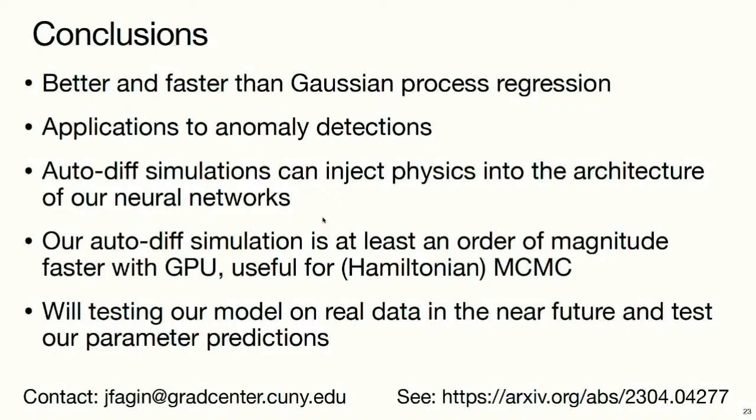These auto-differentiable simulations can inject physics within the architecture of our neural network. And our auto-diff simulation is at least an order of magnitude faster using GPUs and can be open source. So that will be useful for other methods as well, like using MCMC and also Hamiltonian MCMC. And I'll mention now, before someone asks, we'll be testing this on real data very soon and comparing predictions of our model black hole mass to estimates from spectroscopic data, for example.